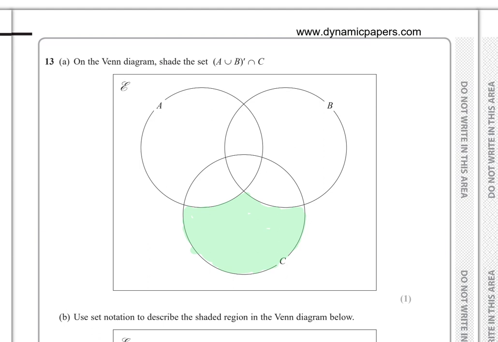Or you can start from C. So C intersect A union B not. This means the region inside C which is not included in A or B. So this one.